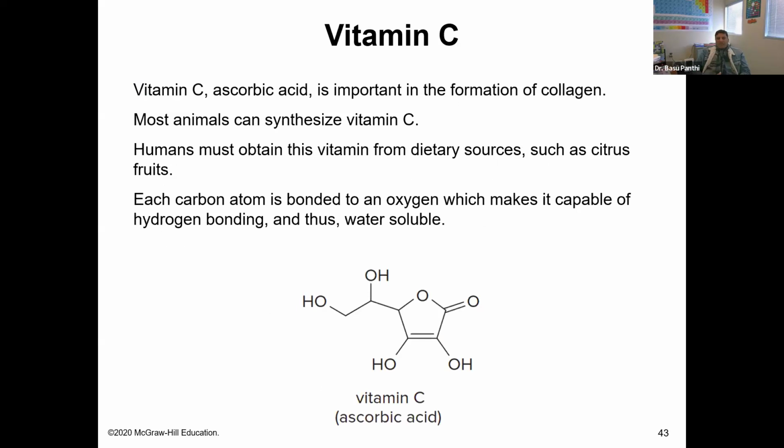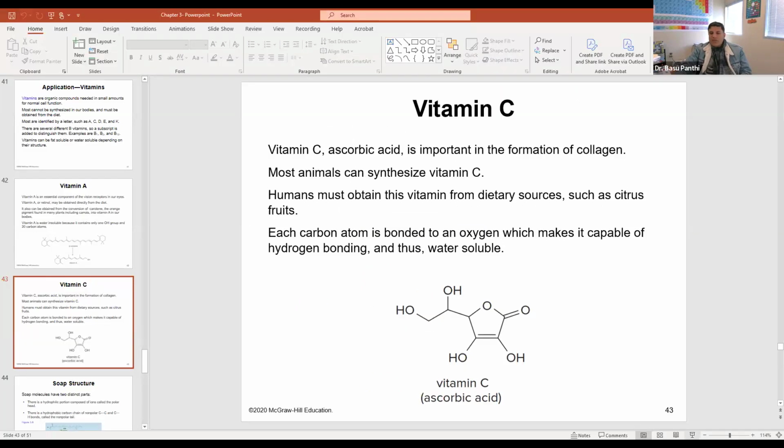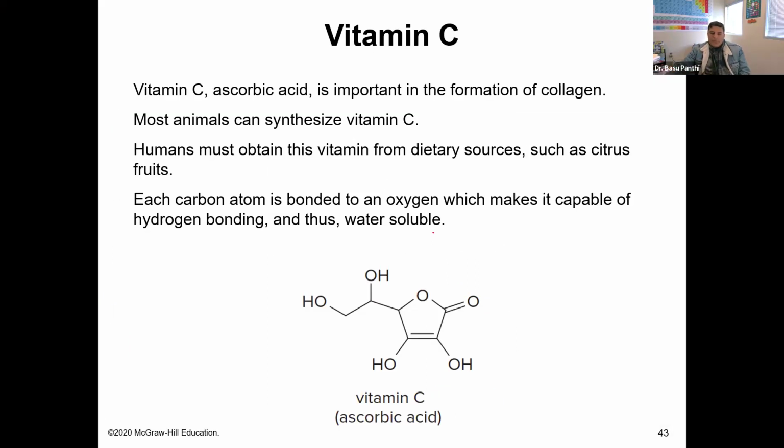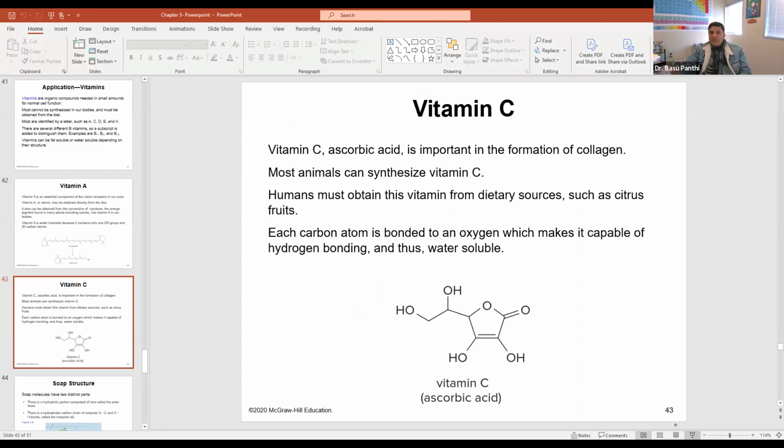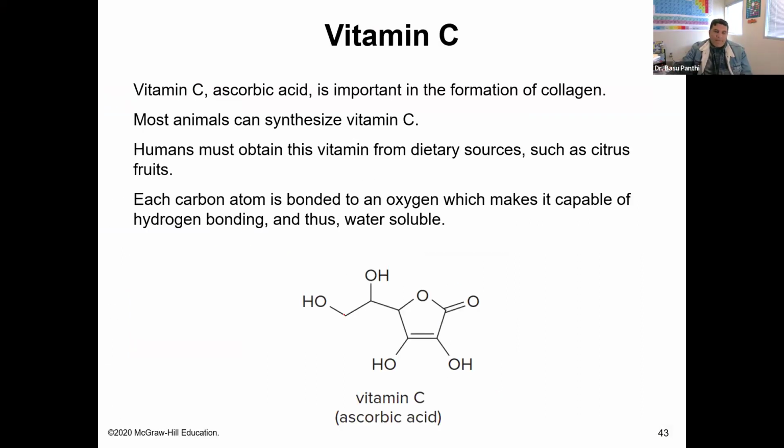So vitamin C, how many carbons? 1, 2, 3, 4, 5, 6, right? 6 carbons. How do I explain this one? 1, 2, 3, 4, 5, 6 carbons.